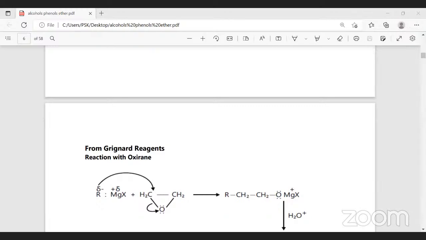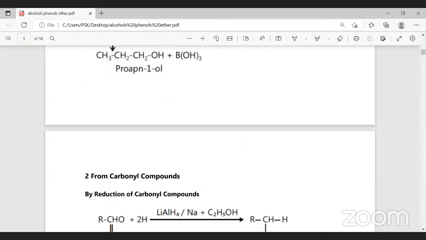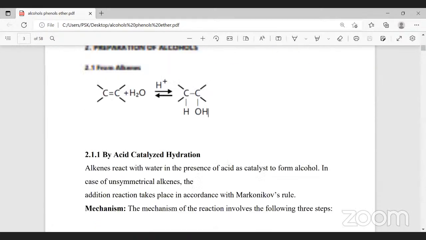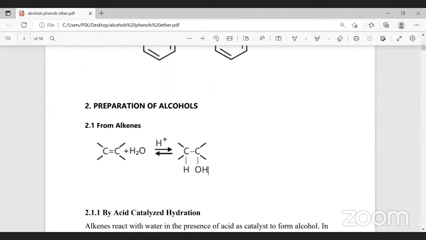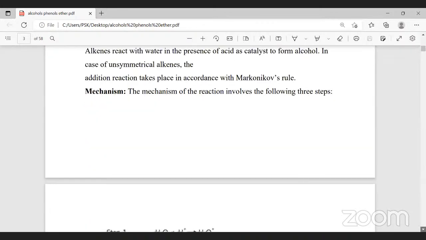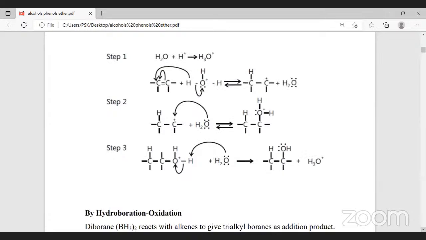So last class we were learning about the preparation of alcohols. Various methods we learned for the preparation, and the mechanism also we learned. From alkenes, by acid catalyzed hydration, we learned. This mechanism I taught you, so you should remember this mechanism. It's a 3-mark question for your board exam.